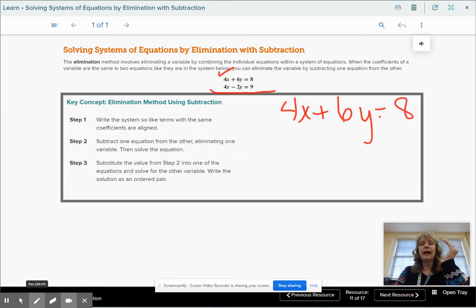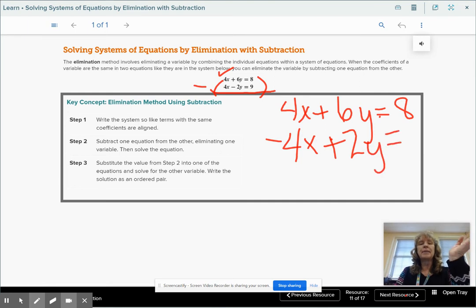And then down below, I'm going to distribute my subtraction. So I'm going to change all the symbols. I'm going to change my positive 4x to a negative 4x. I'm going to change my negative 2y to a positive 2y. And I'm going to change my positive 9 to a negative 9. So now I've distributed everything.